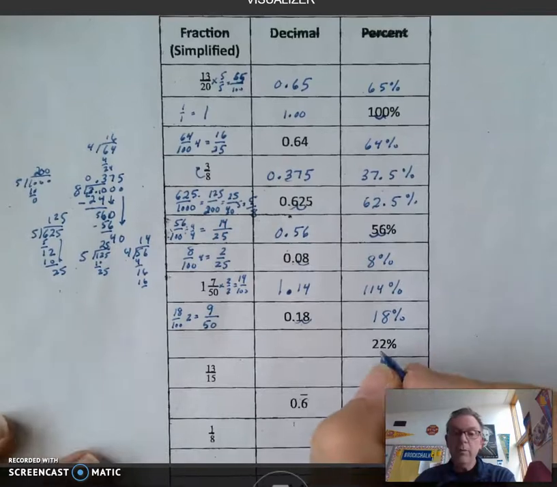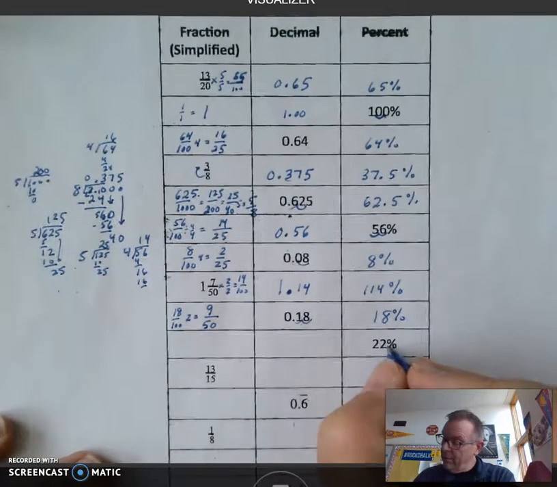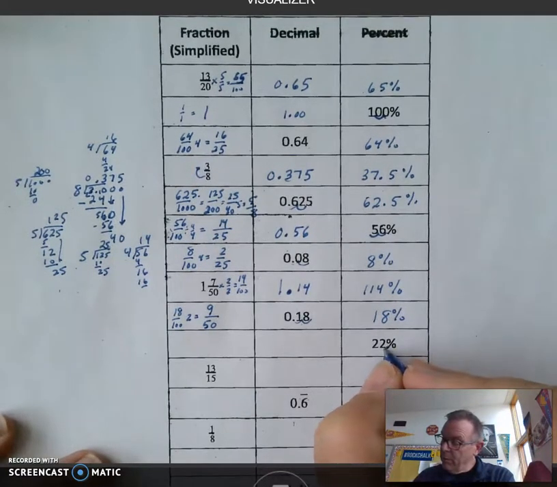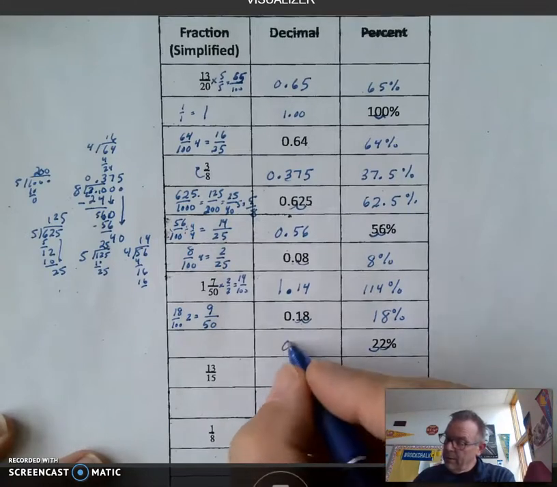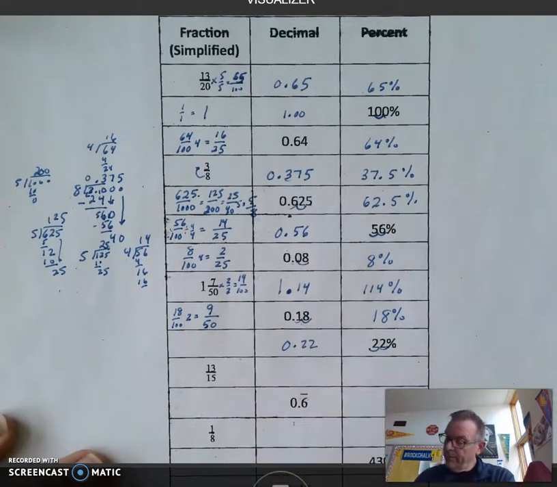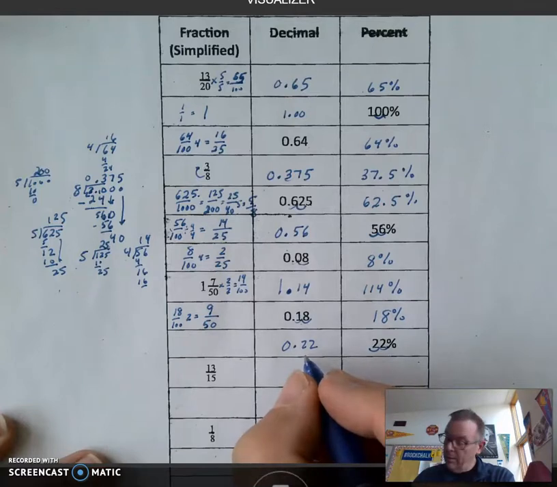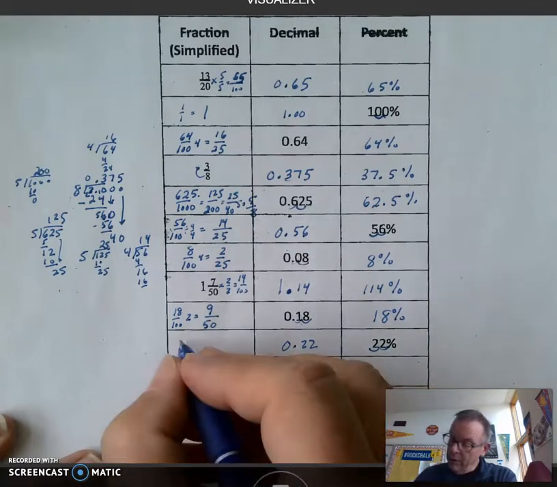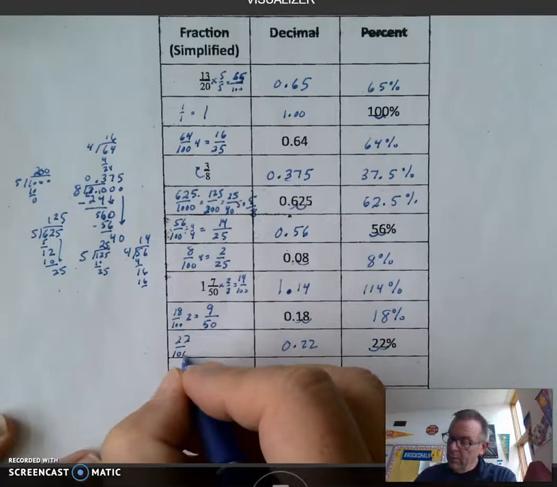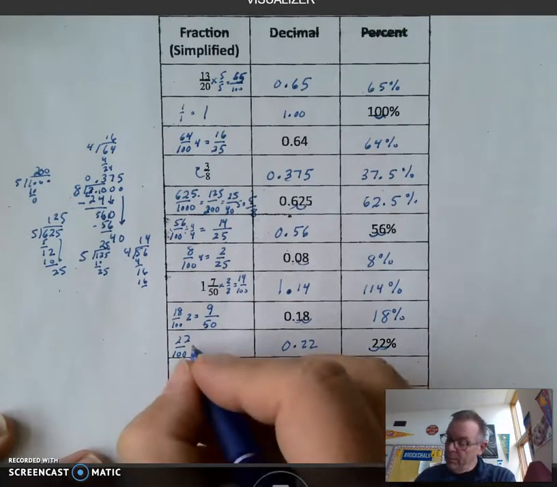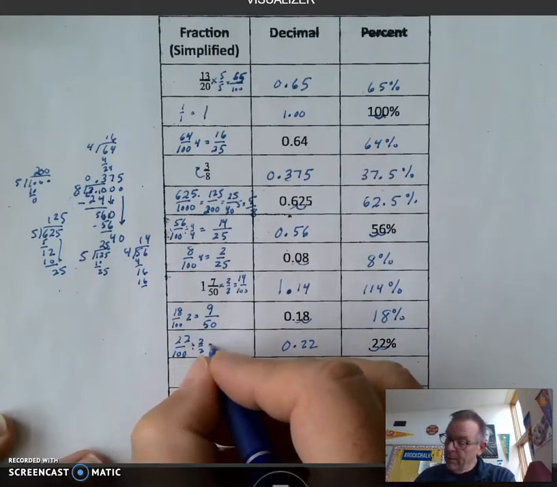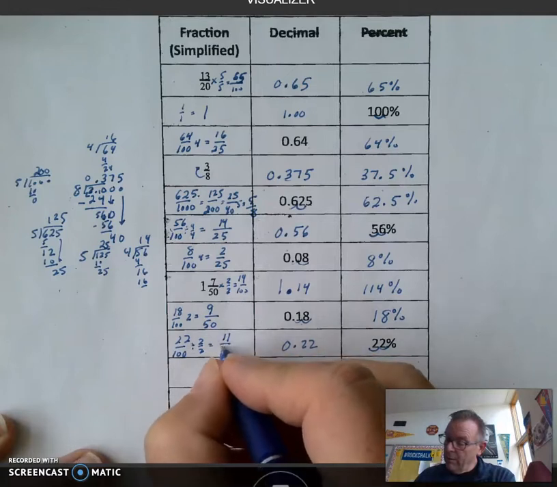Okay, 22%. There's my invisible decimal. Move it over 2. 0.22. Read the number, 22 hundredths. Both even numbers, divide them by 2, and we get 11 over 50.